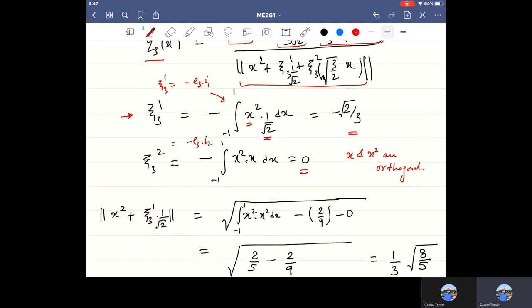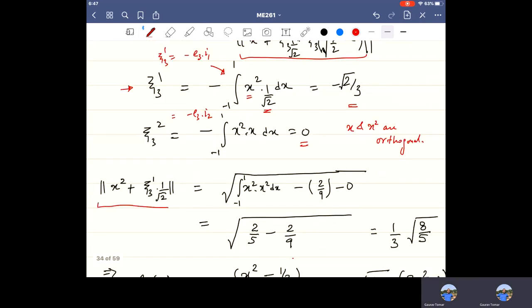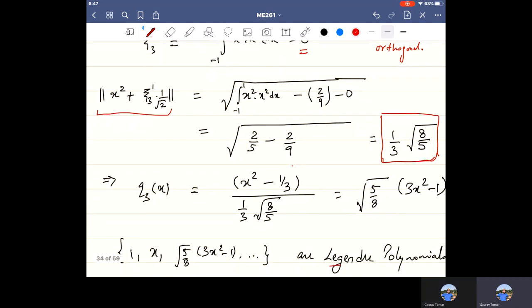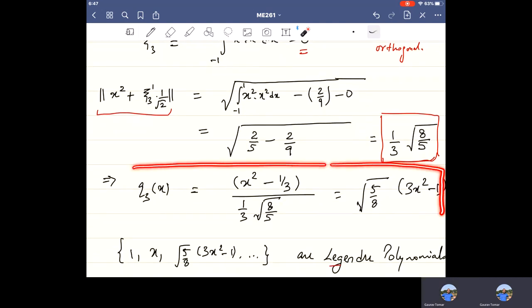Now your normalization factor reduces to only 1 to be added to x square. Do that, do the integration and take the square root, and you get a factor 1 by 3 root of 8 by 5. Okay, this gives us q3. It has this form of 3x squared minus 1.